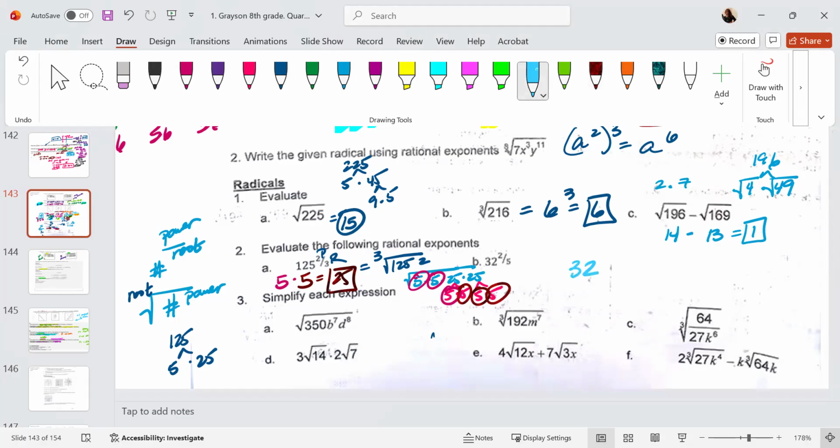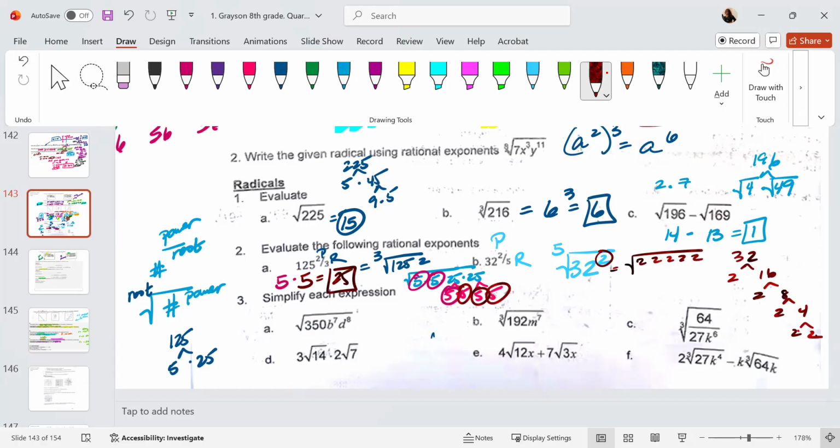The next one is 32. Power is 2, root is 5. So 5. You need 5 of a kind to take something out. But there's 2 of the 32s, right? On the side, I know 32 is 2 times 16, right? Then 2 times 8, then 2 times 4, then 2 times 2. There's 1, 2, 3, 4, 5 twos, right? But there's squares, so there's 10 now, right? You need 5 of them to get out. Well, guess what? There's one set of 5. There's another set of 5. So it's just 2 times 2, which is 4.